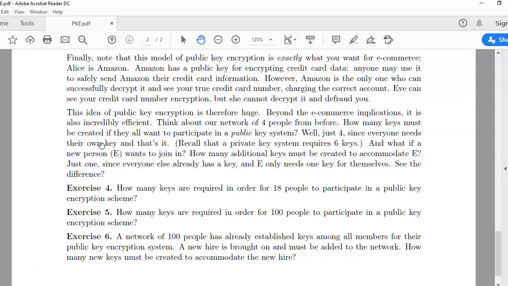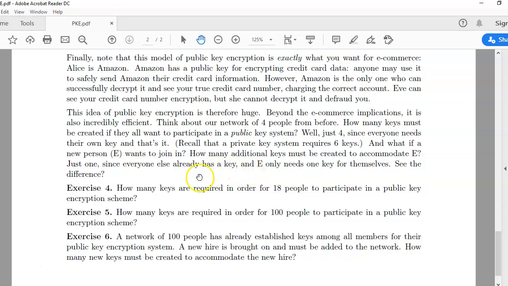So with 4 people, you need 4 keys, 1 for every person. With 5 people, you need 5 keys, 1 for every person. With 1,000,000 people, you need 1,000,000 keys, 1 for every person. And what if you had 4 people, but then a 5th person, E, wants to join in? There's Edward again. How many additional keys must you create? Well, just 1, since all you got to do is give Edward his own key. Everyone else is already accommodated.